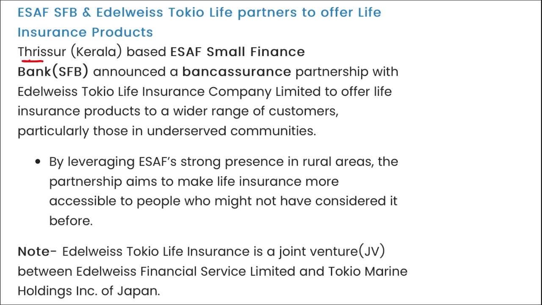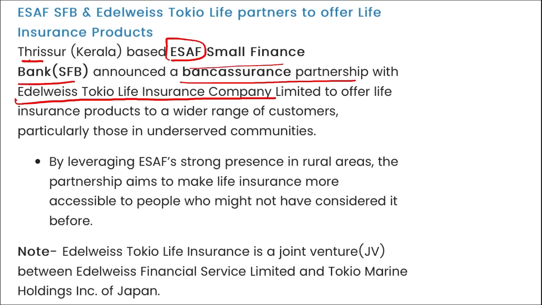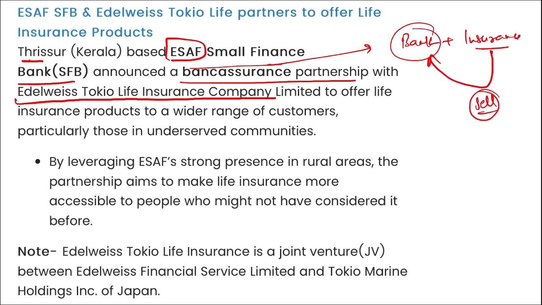Next is Thrissur, Kerala-based ESAF Small Finance Bank. They have announced a bancassurance partnership with IDBI Tokio Life Insurance Company. What is this bancassurance partnership? Here, a bank becomes a partner of an insurance company, and the insurance company sells insurance products to the customers of the bank. So ESAF Small Finance Bank partnered with IDBI Tokio Life to offer insurance products to their customers.